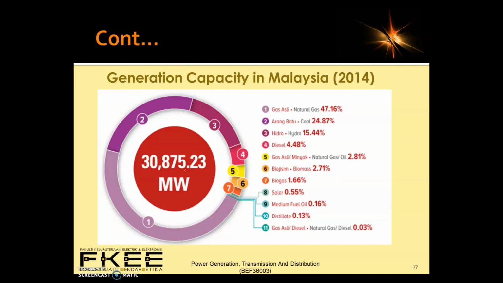Generation capacity in Malaysia in 2014 consists of 30,875.23 megawatt, which consists of natural gas about 47%, and then we have coal 24%, hydro 15%, diesel, biogas, solar, and etc. You can see here, solar, which is the renewable energy, in 2014 is only 0.55%, and I believe in 2020 it has been increased.